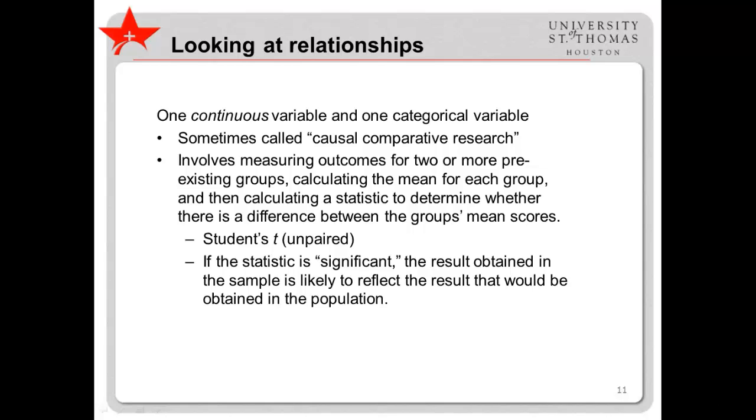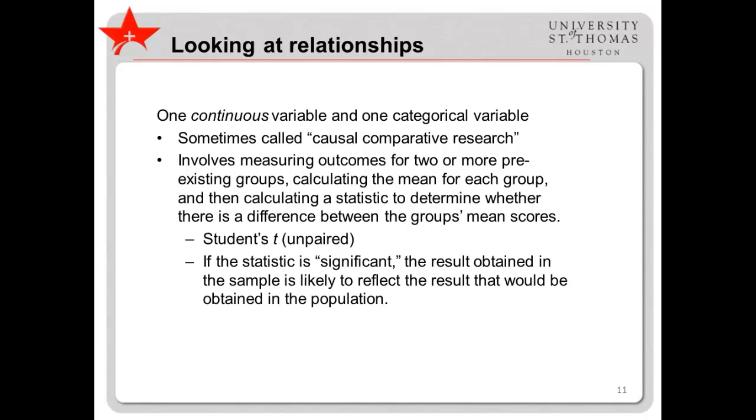Now let's look at studies that involve one continuous variable and one categorical variable. These are sometimes called causal comparative research. They involve measuring outcomes for two or more pre-existing groups, calculating the mean for each group, and then calculating a statistic to determine whether there is a difference between the groups' mean scores.